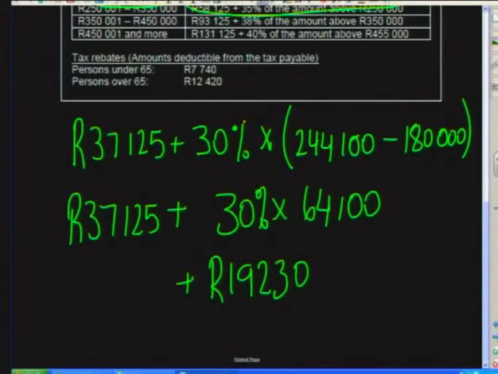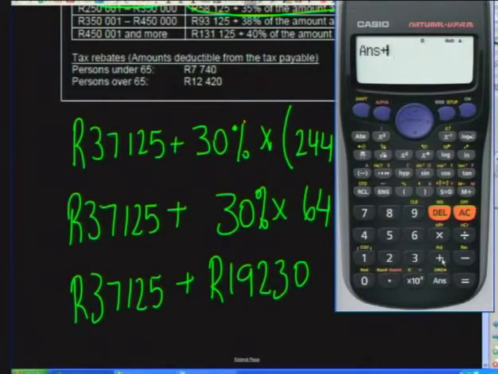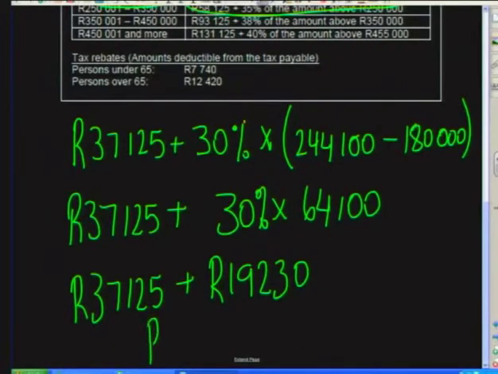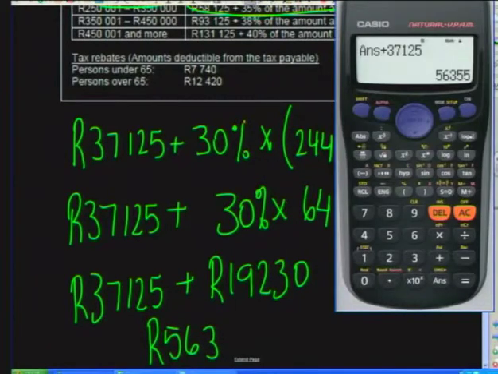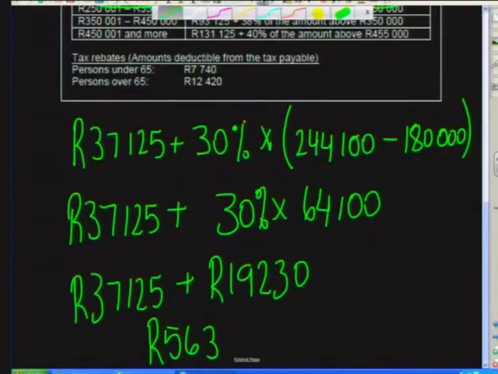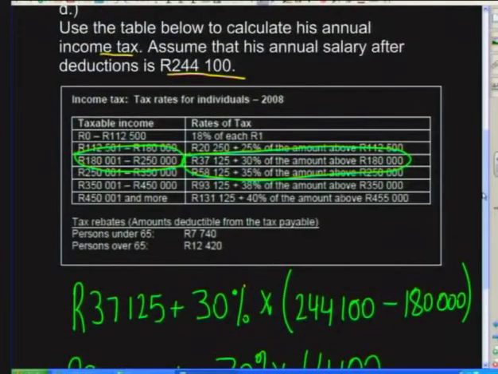We're going to add that amount, it was 37,125, in total in tax, plus 37,125, and he's paying 56,355. So that's the amount of tax that he needs to pay. But then we've got a tax rebate. That's an amount deductible from the tax payable. So every person gets a rebate.